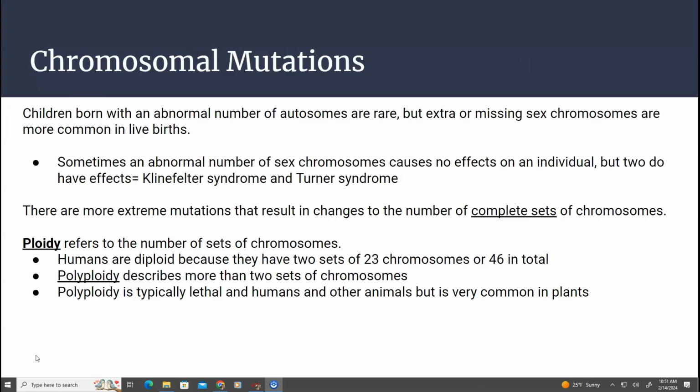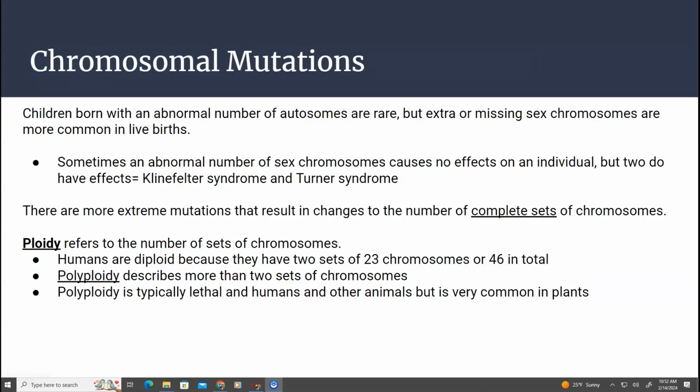There are more extreme mutations that result in changes to the number of complete sets of chromosomes called ploidy, which refers to the number of sets of chromosomes. Humans are diploid because they have two sets of 23 chromosomes, or 46 in total. Polyploidy describes more than two sets of chromosomes, and that's typically lethal in humans and other animals, but is very common in plants.